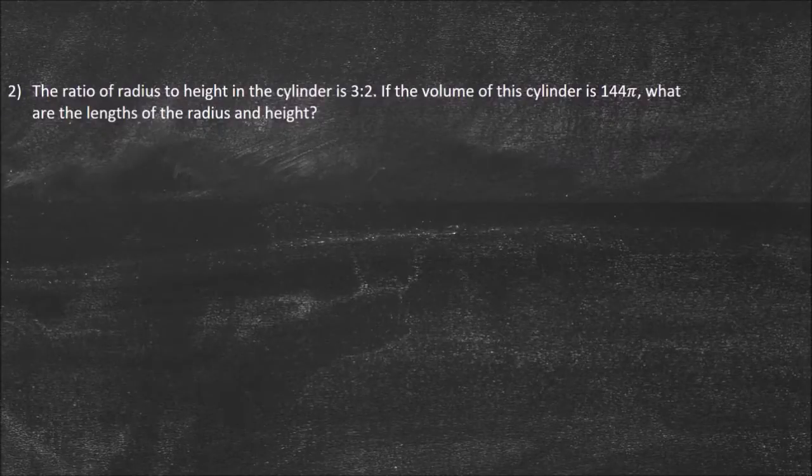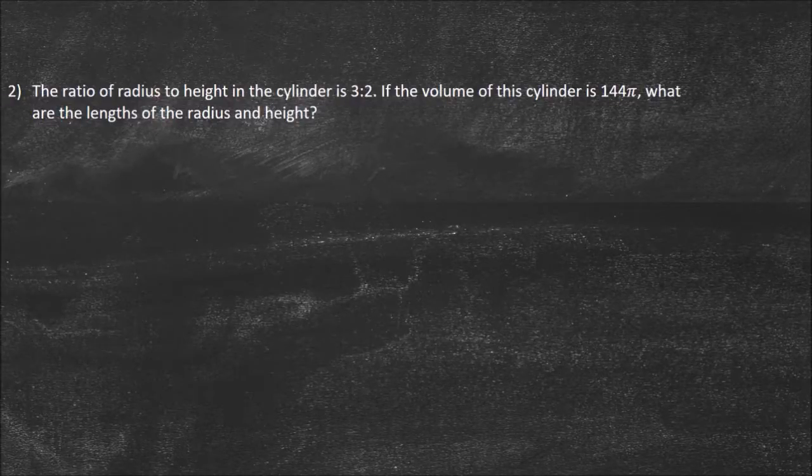The ratio of radius to height in the cylinder is 3 to 2. If the volume of this cylinder is 144 pi, what are the lengths of the radius and the height? This is a tough example. It's a basic formula, but now we're getting into some tough applications. The ratio of radius to height is 3 to 2. Which one is bigger? The radius is bigger.